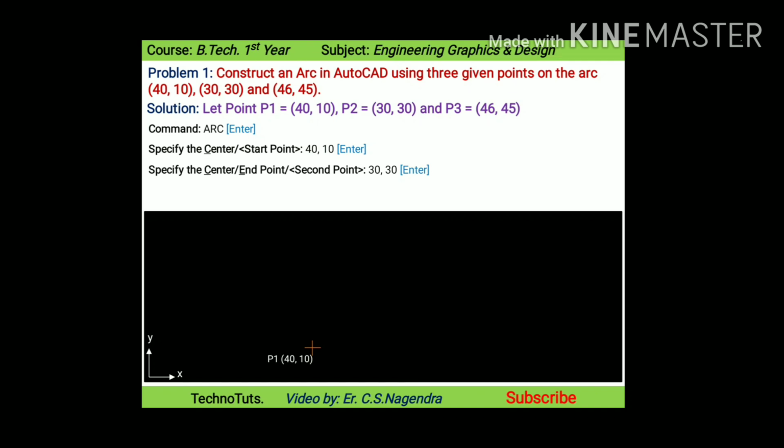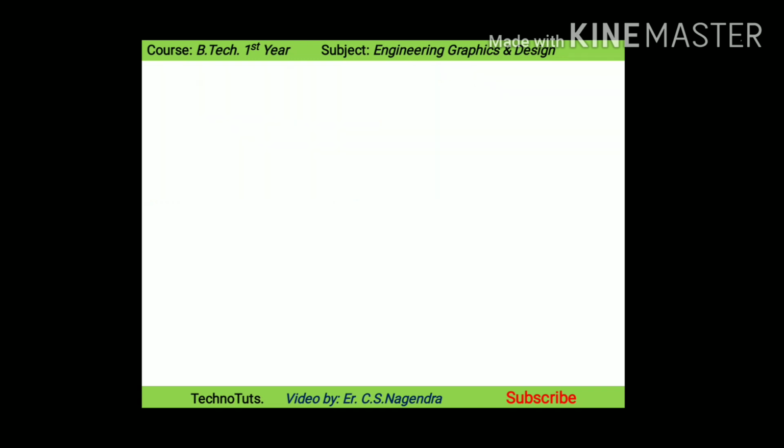Now computer will ask you specify the center, end point or second point. Type there 30, 30 and press enter key. Point P2 will also be visible on the viewport. Now computer will ask you specify the center or end point. Type there 46, 45 and press enter key. Point P3 will also be visible on the screen and an arc get constructed on the screen between points P1, P2 and P3. Okay students, got it?